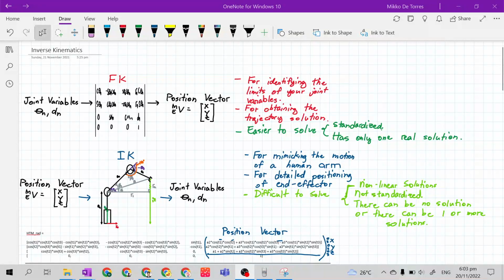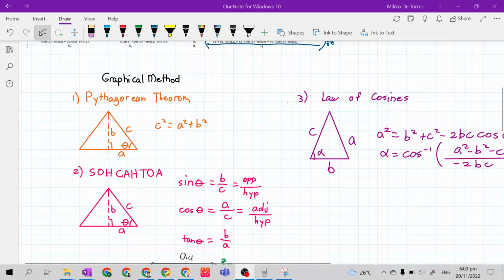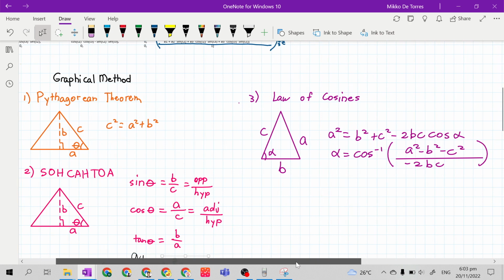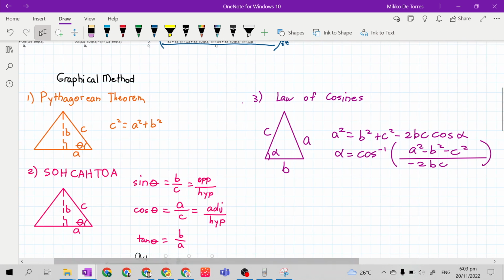Good day, class. In this video, I will teach you the easiest method of solving the inverse kinematics for a given mechanical manipulator. Okay, so this method is the graphical method. The graphical method makes use of the Pythagorean theorem, SOHCAHTOA, and law of cosines. So this is a review and application of what you have learned from your trigonometric subjects. Okay?